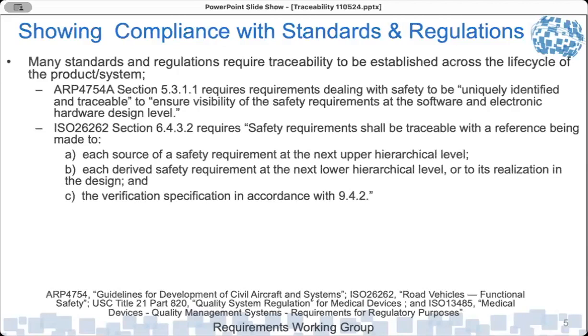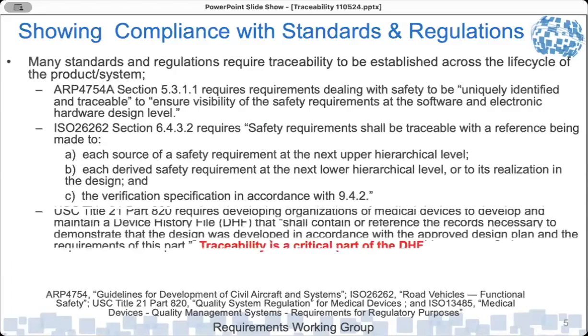ISO 26262, Road Vehicles Functional Safety, requires that safety requirements shall be traceable, with a reference being made to each source of the safety requirement at the upper hierarchical level, each derived safety requirement at the next lower level to its realization and design, and traceability through the verification specification in accordance with the section.